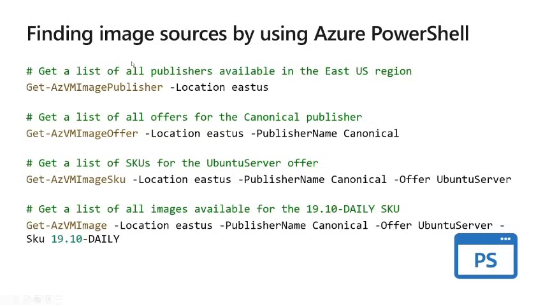Same thing you can do with the PowerShell. Get-AzVMImagePublisher, Get-AzVMImageOffer, Get-AzVMImageSku, and Get-AzVMImage. But then you just keep adding the names. So here you just add the location, location publisher name offer, location publisher name offer, and SKU.